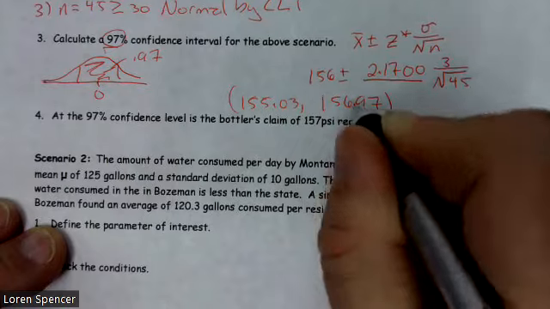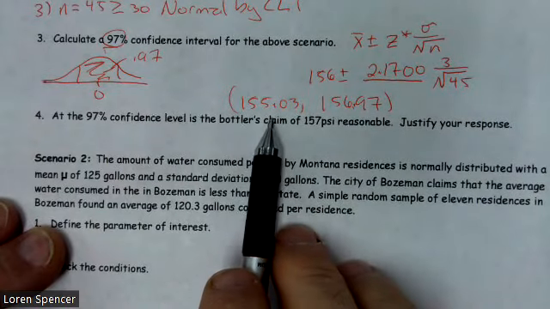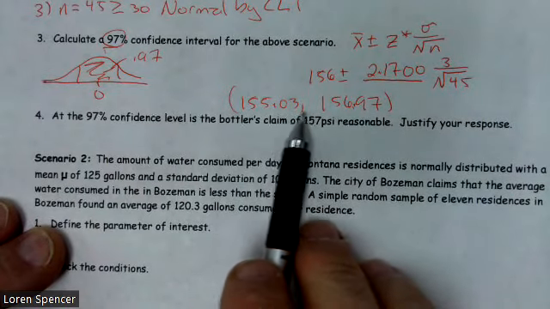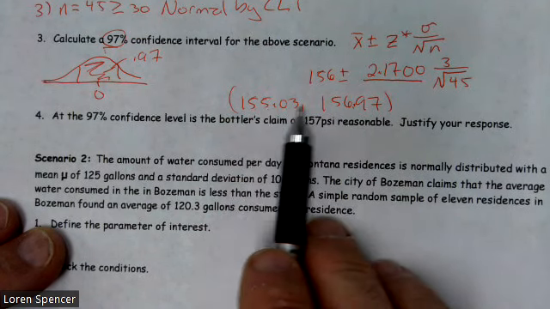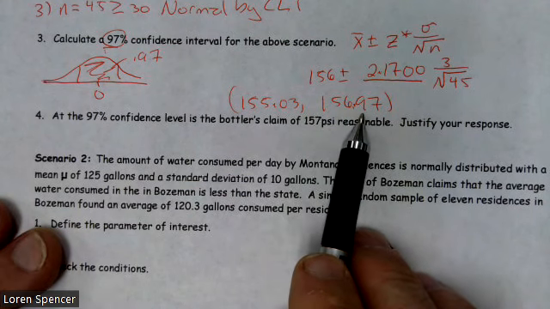156.97. Well, that means I'm 97% confident that the true population mean lies within this interval. All right? No lower than 155, no higher than 156.97.